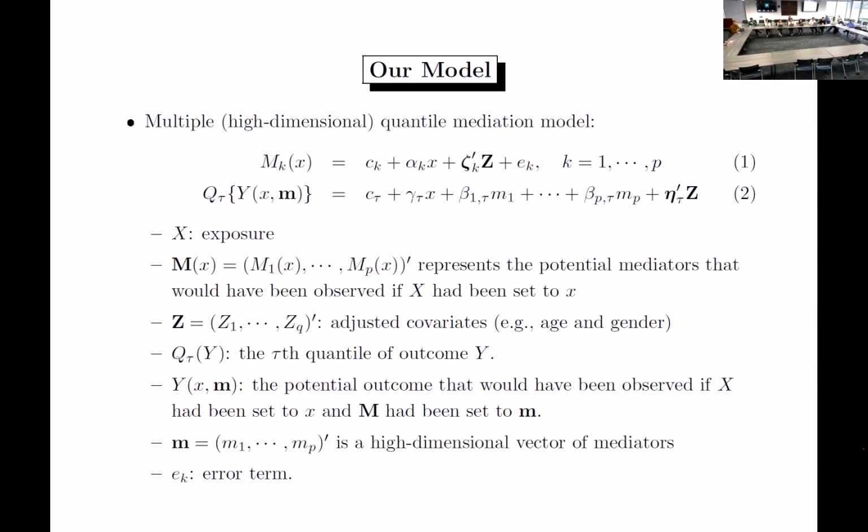And this Mx represents the potential mediator that would have been observed if x had been set to small x. And the z here is a covariate, like age, gender, and other confounders you want to adjust for. In the second equation, we model the quantile of the outcome. So Q tau y is the tau quantile of the outcome y. And this yxm is the potential outcome that would have been observed if x is set to small x and m is set to small m. This small m is a high dimensional vector of mediators, since we have p mediators. And we have this error term in equation one. So this is our model for the high dimensional quantile mediation.